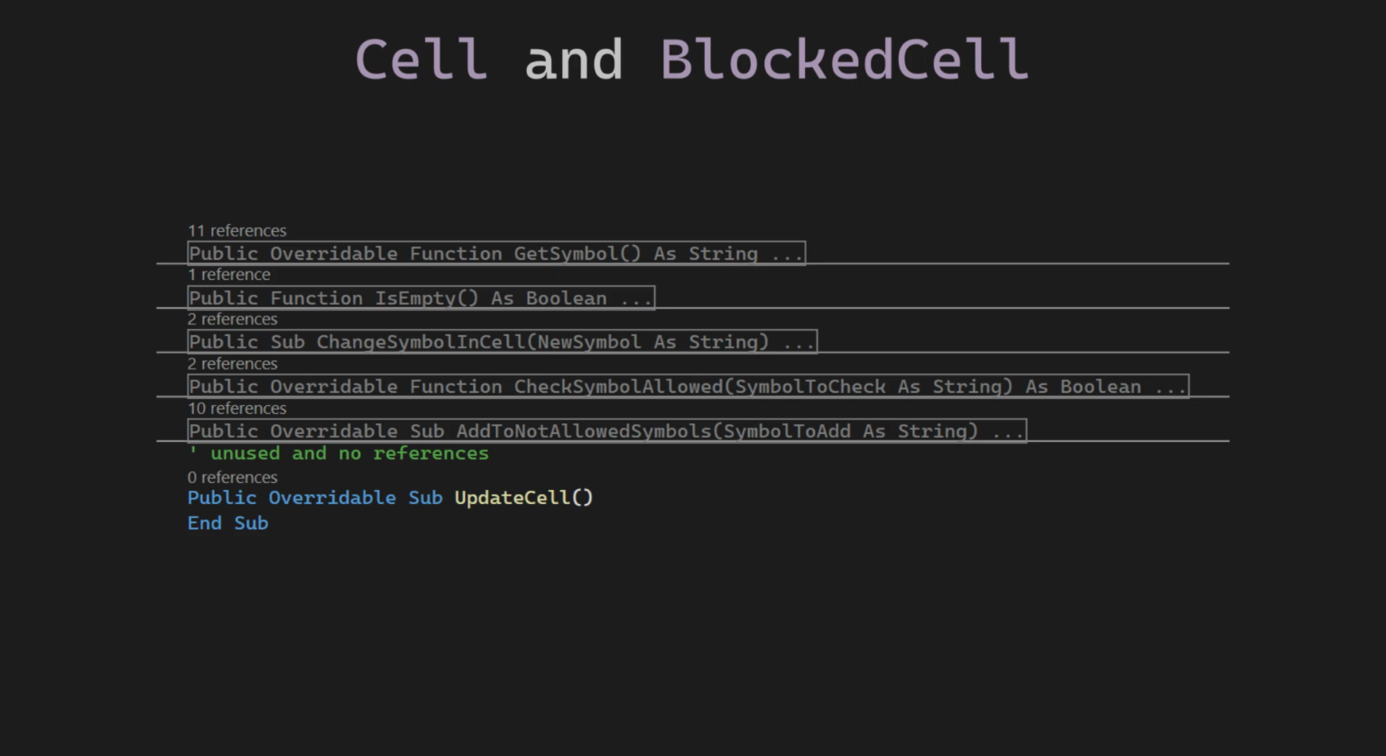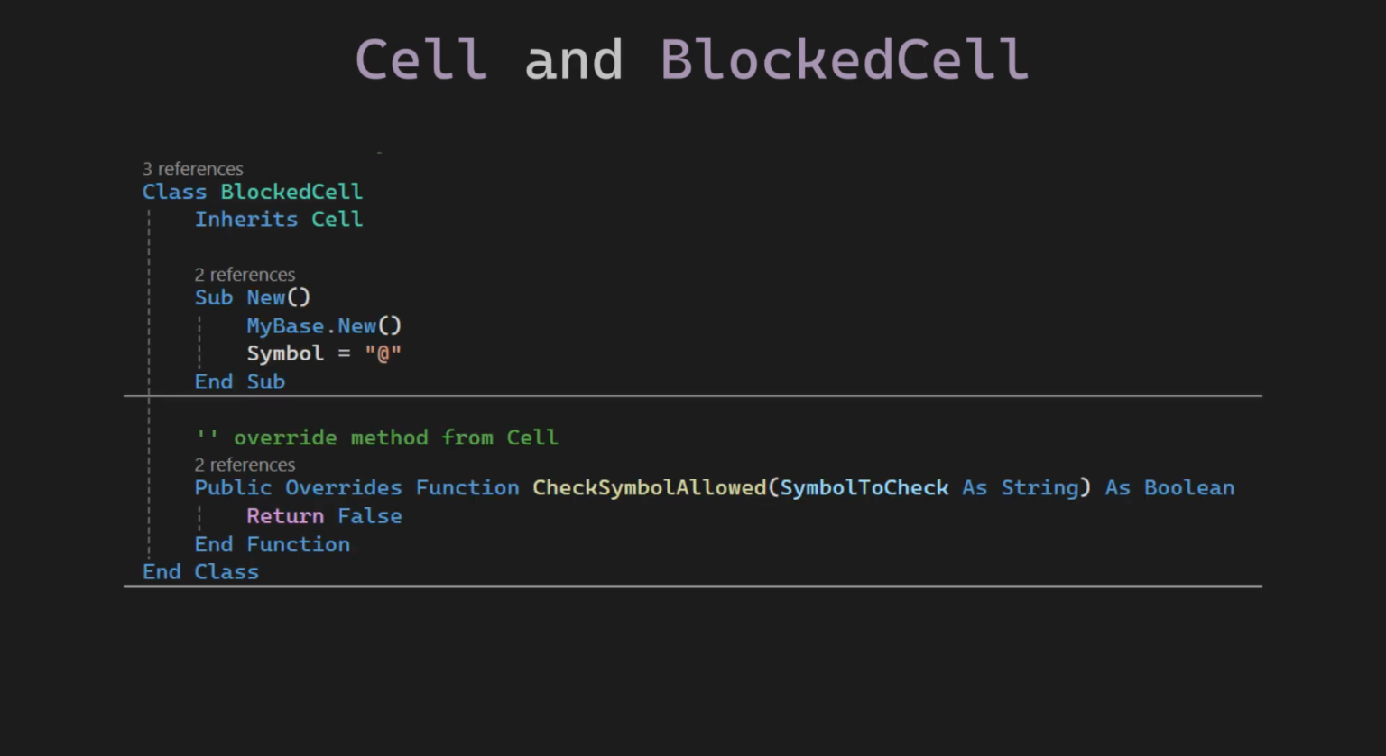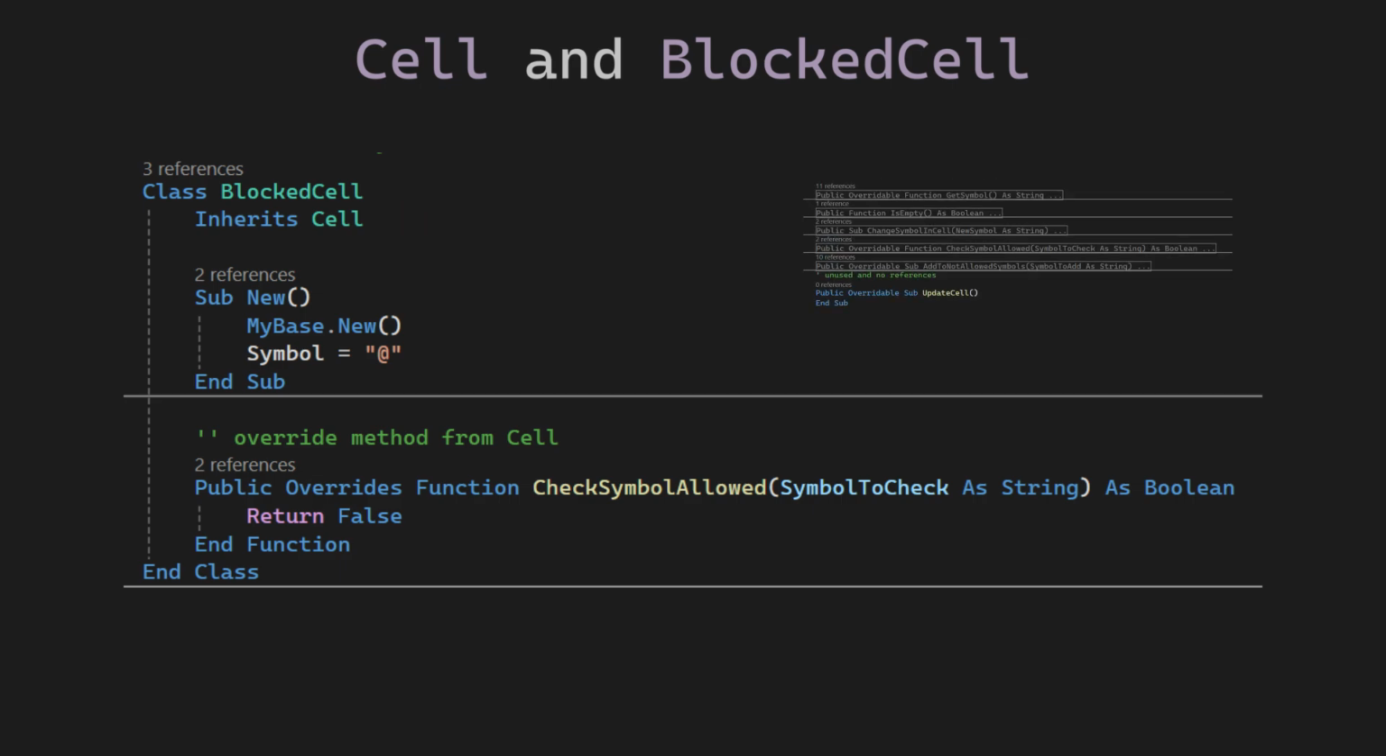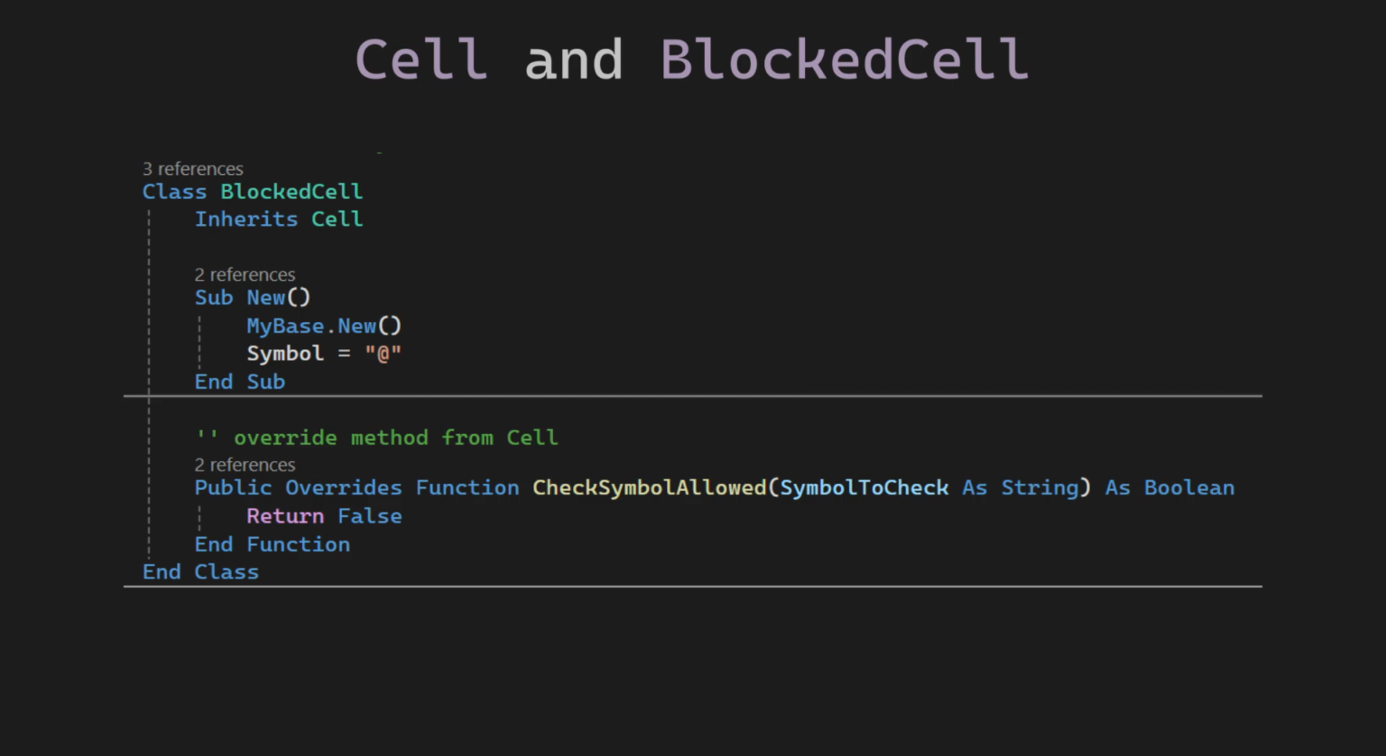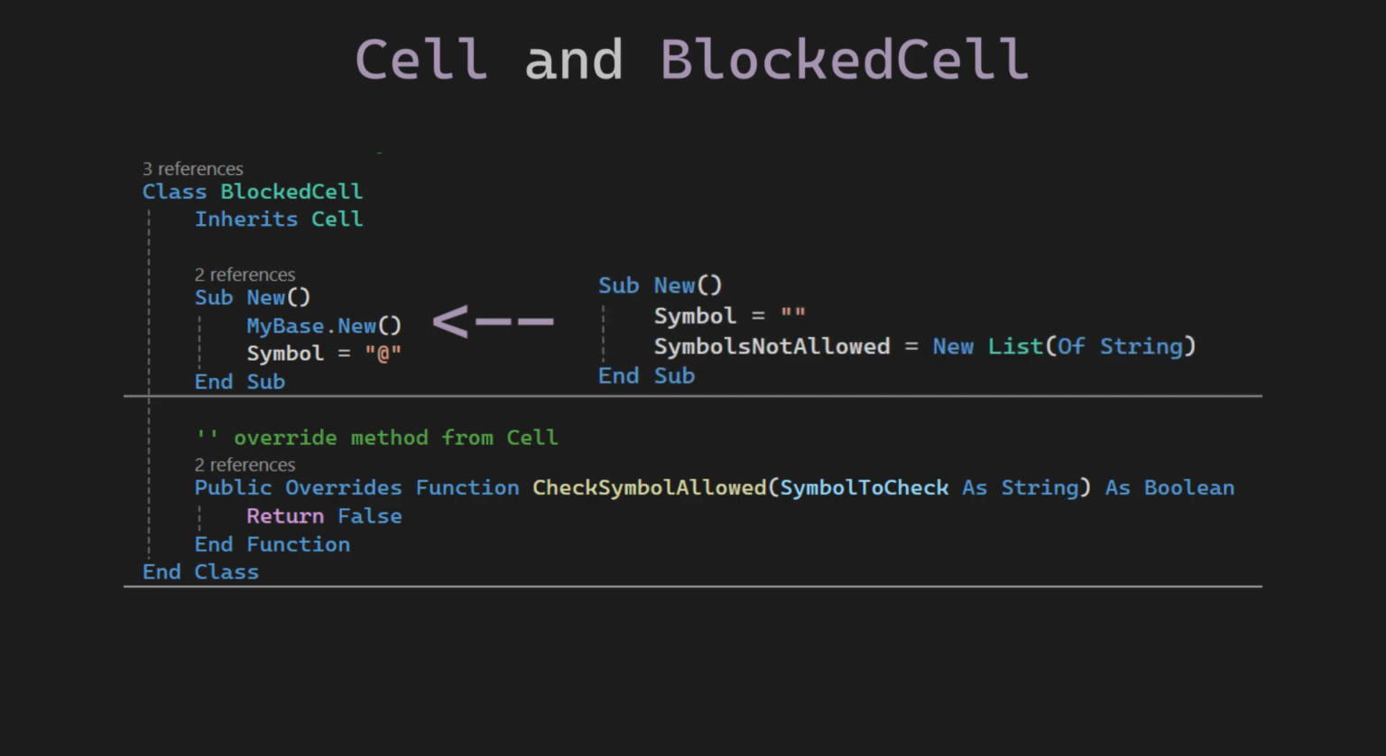Instead, we'll move on to blocked cell. Blocked cell inherits cell, seen in this line. What does that mean? It means everything cell has, blocked cell has too. Let's look at this constructor. MyBase.New is likely a piece of code you've never seen before, but all it does is run the parent's constructor, MyBase being the class you're inheriting from, and the .New being the constructor for that parent. This way we don't need to repeat the code inside cell's constructor to set up the blocked cell class.